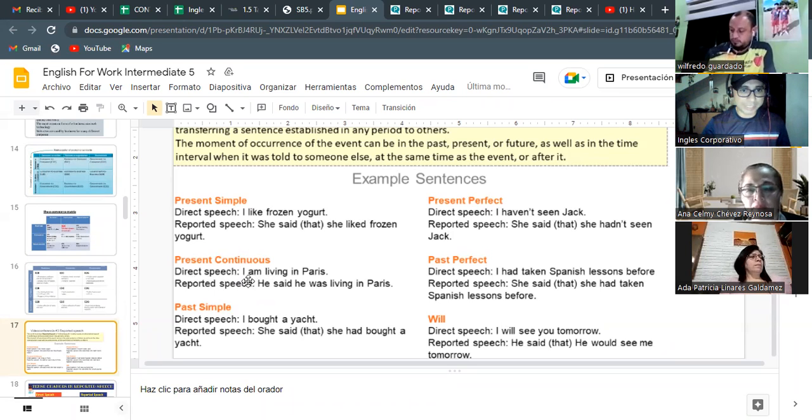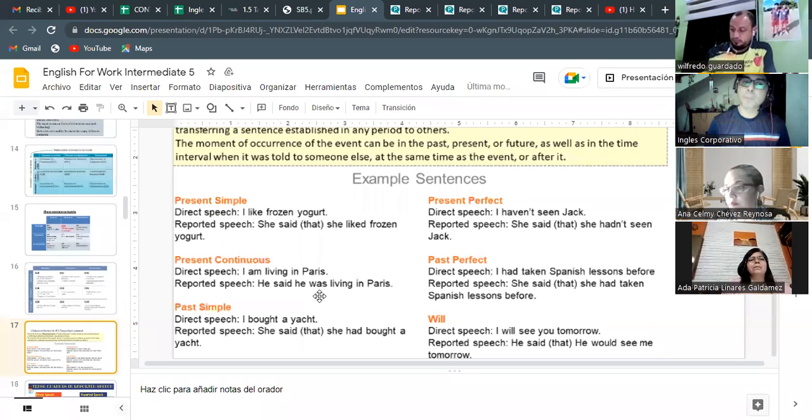So for example, here: I am living in Paris. I'm living, present continuous. Then I know that I have to change that into past continuous. He said he was living in Paris. So that is very important.